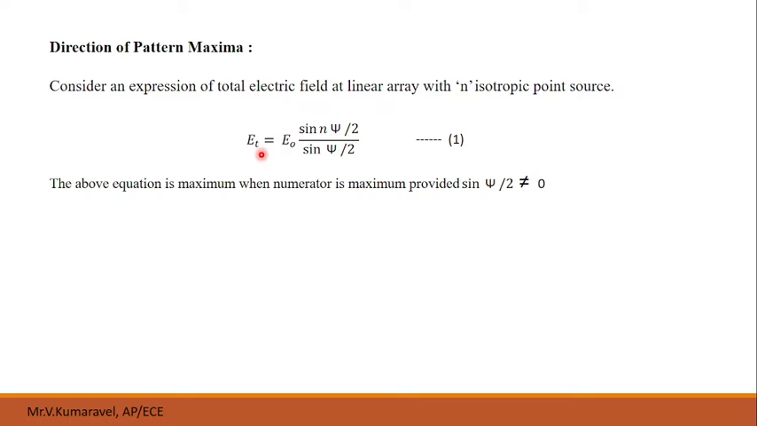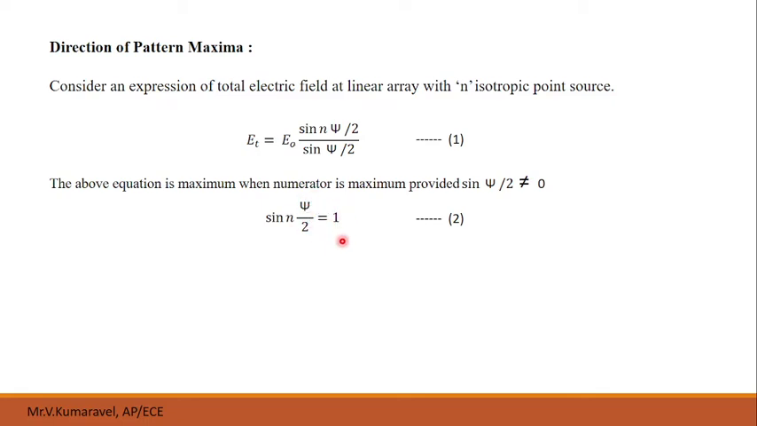We need to find the direction of pattern maxima of minor lobes. In equation 1, the expression is maximum when the numerator value is maximum, and the denominator term sin(xi by 2) should not be equal to 0, because anything divided by 0 is indeterminate. So let us consider sin(n xi by 2) equal to maximum, because we need to find pattern maxima. The maximum value of the sin function is 1. Now we need to find at what angles we will get 1.